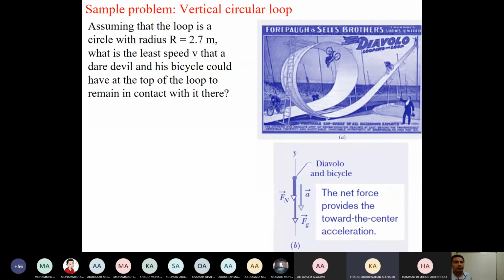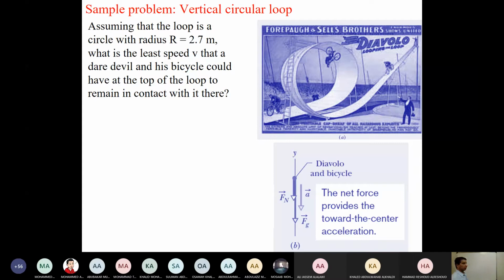Okay. Let's start. So, sample problem. There is this daredevil performing a stunt here. He is coming on a bicycle with some speed, and he is trying to go around the circular loop and then will be able to go out of it. So assuming that the loop is a circle with radius 2.7 meters, what is the least speed v that the daredevil and his bicycle could have at the top of the loop to remain in contact with it?